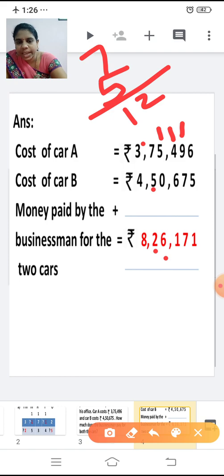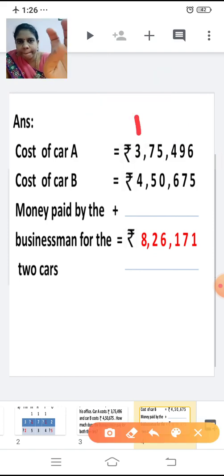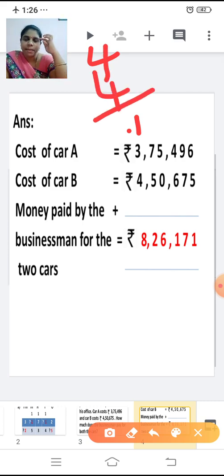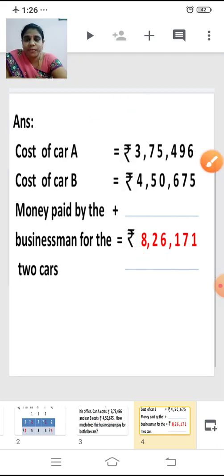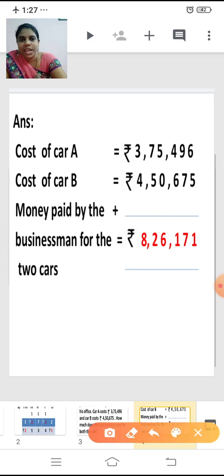And that 1 is carried over to the lakhs place. So 1 plus 3 is 4. 4 plus 4. After 4, 5, 6, 7, 8. So write 8 below. So how much money is paid for both the cars? 8,26,171. How much money is paid for both the cars? 8,26,171.